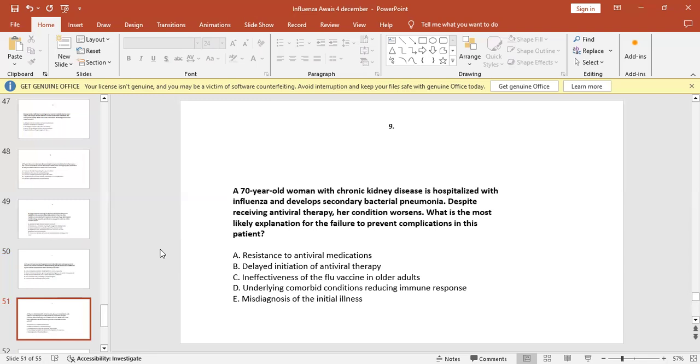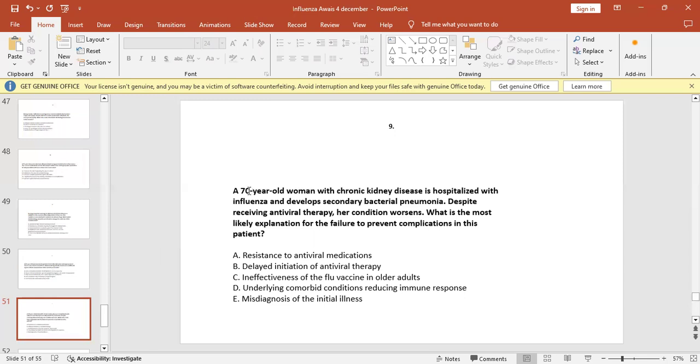with influenza and developed bacterial pneumonia. Despite receiving antiviral therapy, her condition worsens. What is the most likely explanation for the failure to prevent complications in this patient? Whether resistance to antiviral medications, delayed initiation of antiviral therapy, ineffectiveness of the flu vaccine in older adults, underlying comorbid conditions reducing immune response, or misdiagnosis of the initial illness. It's her underlying comorbid conditions, D, that reduce her immune response.